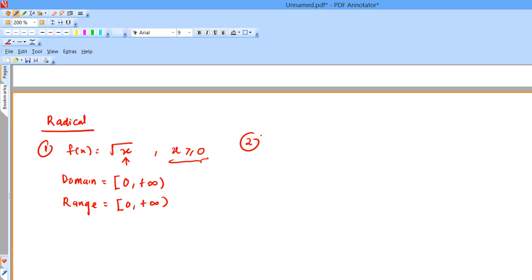Okay, example number 2. If we have f(x) equal to square root of x minus 4, so we know that this expression must be greater than or equal to 0. So x minus 4 greater than or equal to 0, or x greater than or equal to 4. From this, we know that the domain equals [4, positive infinity). The closed bracket means 4 is included.